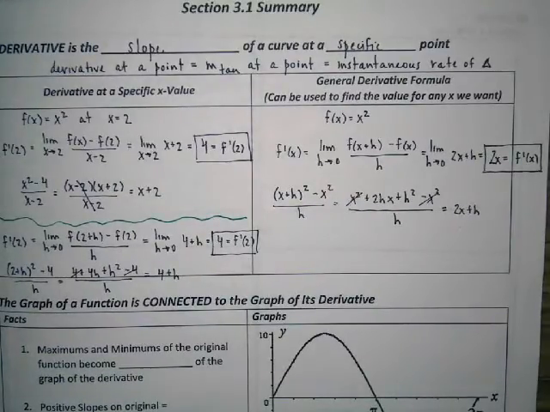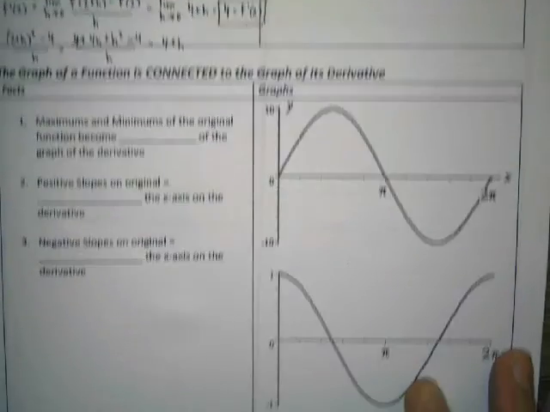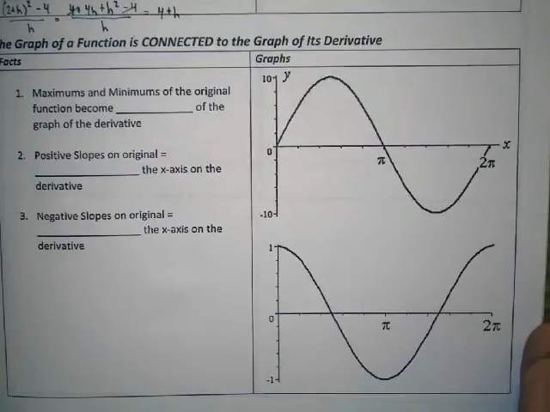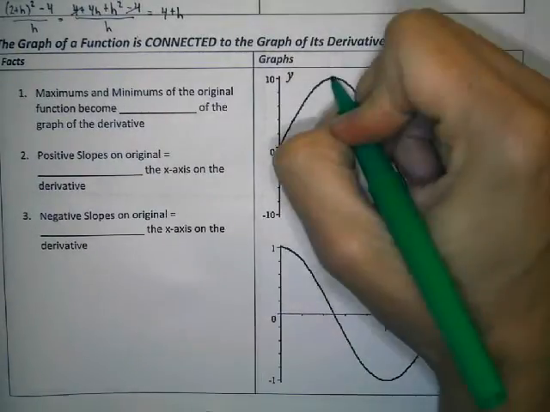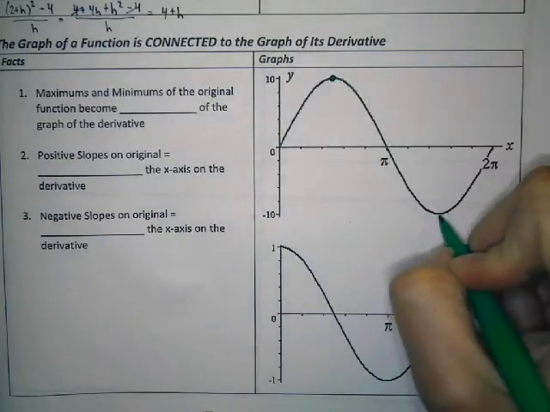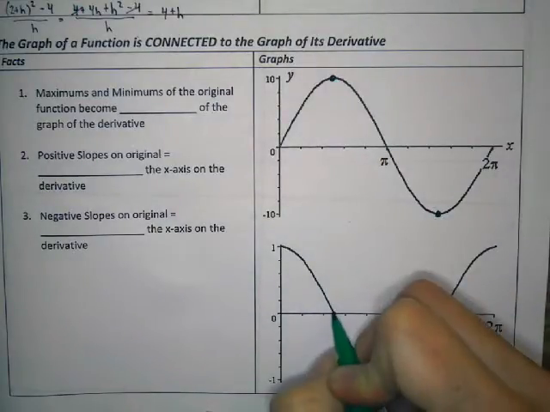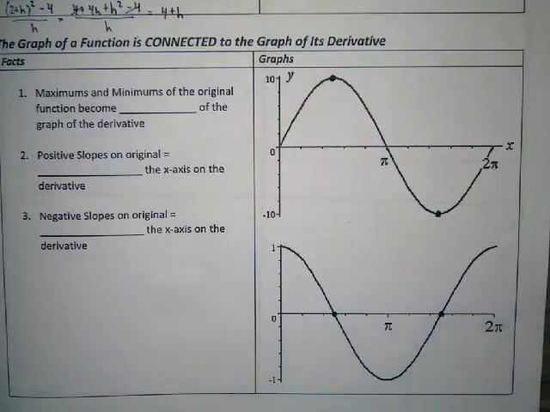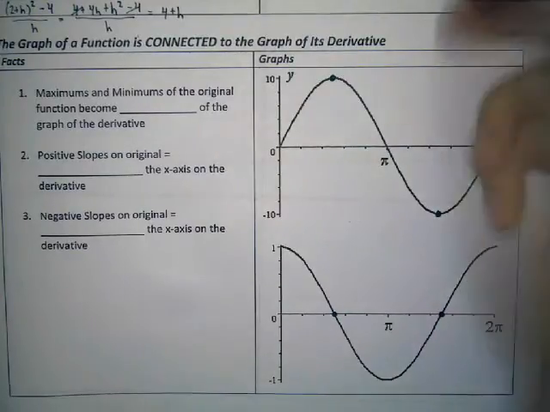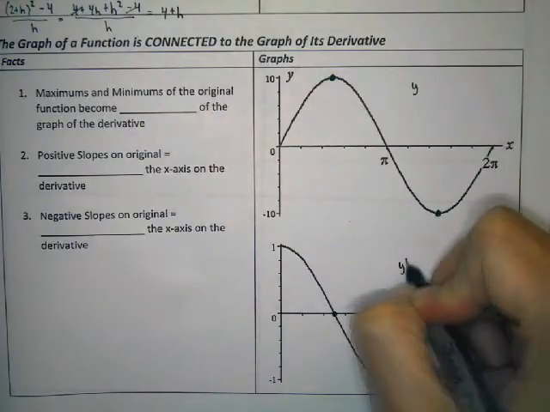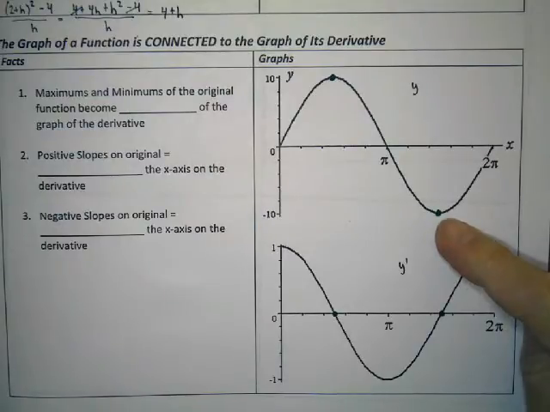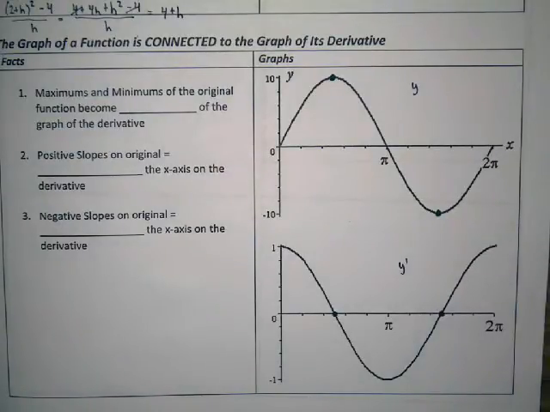So the second piece of this was connecting up the graph of a function with the graph of its derivative. So a quick review on this point here. Remember we said that maximums and minimums on our original function become the zeros on the graph of the derivative. So here is my function y, and this graph is y prime. So where my max and mins occurred on y, those are the zeros of the graph of the derivative.